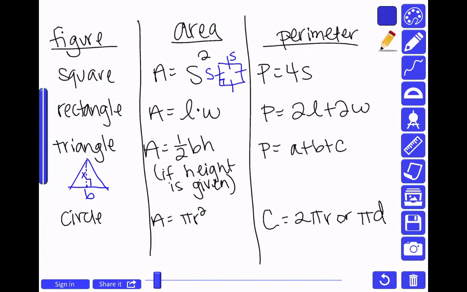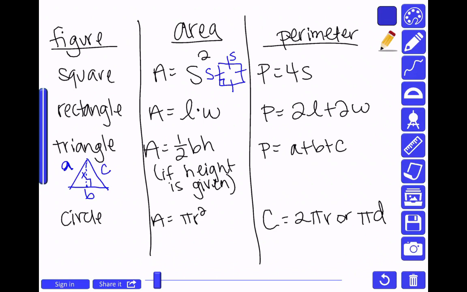If you do not know the height, which is the perpendicular line from the base to the opposite vertex of a triangle, then you have to use another formula, and there are many more formulas for finding area of a triangle, but this is the one we're going to focus on right now. If you want to find the perimeter of a triangle, all you do is add up the 3 sides, A plus B plus C.